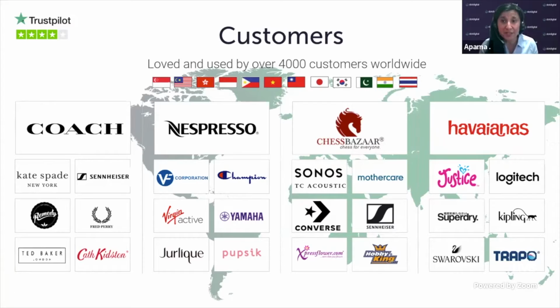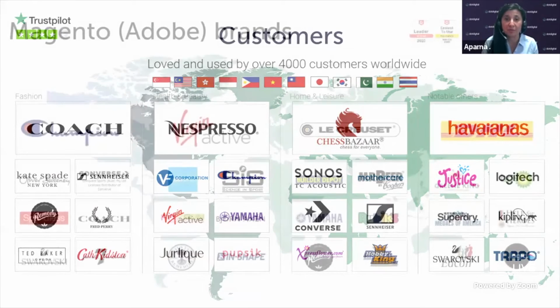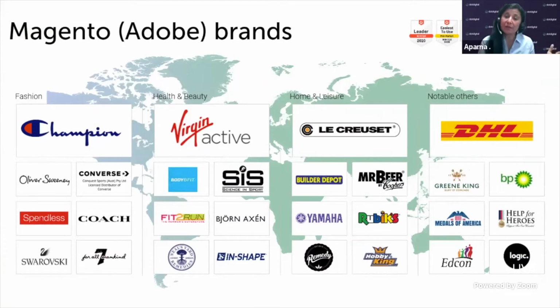And speaking of customers, here's just a subset of our customers in Asia. We love these amazing clients who are really forward-thinking brands that have a certain level of expectation. I think a lot of you would have heard from Gurpreet from Chess Bazaar. It was a fantastic presentation to kick off Meet Magento this morning. And here's some of our Magento/Adobe Commerce brands that we work with across the world.